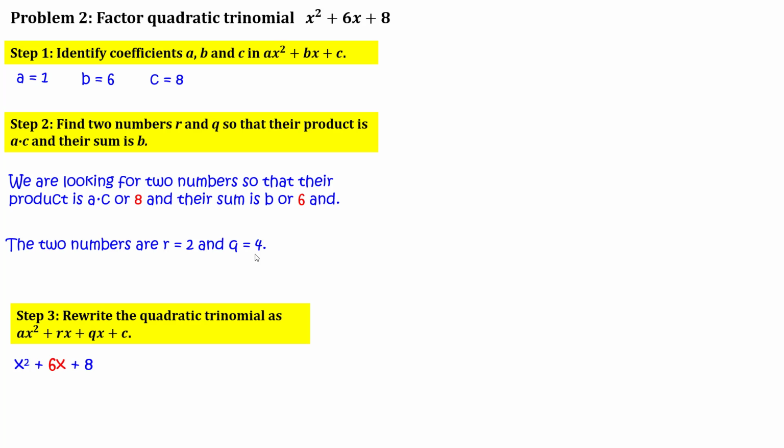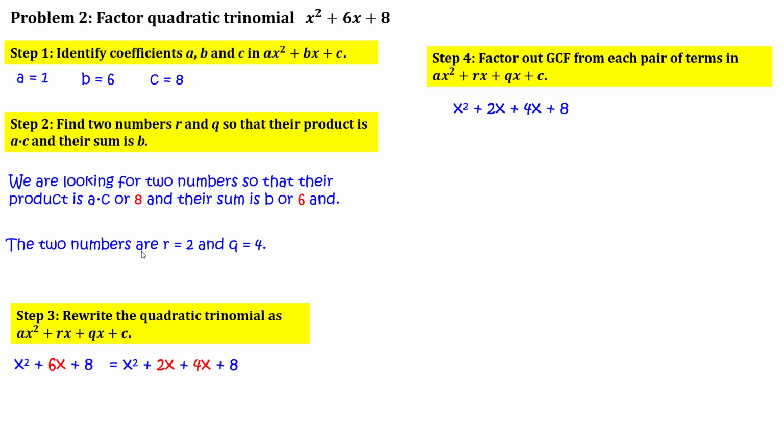Step 3, if you remember, I'm going to start with what I was given, x squared plus 6x plus 8. I'm going to replace the middle 6x with 2x plus 4. Why 2 and 4? Because that's what I got in the previous step. Okay. The next step is I'm going to write the final product of the last step, x squared plus 2x plus 4x plus 8, and then I'm going to consider each pair of terms, x squared plus 2x and 4x plus 8, and I'm going to factor out the greatest common factor from each.